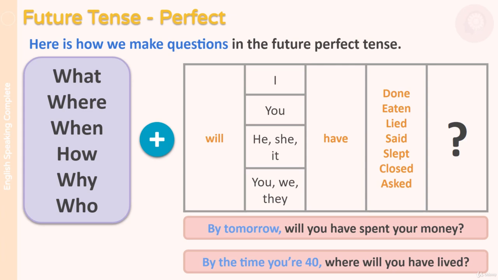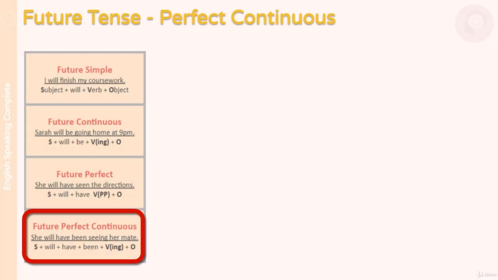It's now time to move on to our final, the 12th tense structure. Congratulations. And this is the future perfect continuous. Probably one of the slightly more advanced tense forms to use, and it is the last one. I'm sure you'll be ready for it. Here's an example. She will have been seeing her mate. Mate is a very British piece of vocabulary for friend. She will have been seeing her mate.